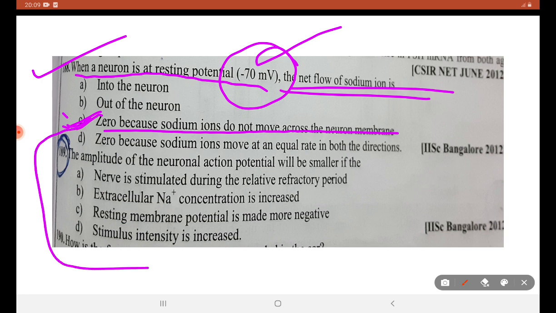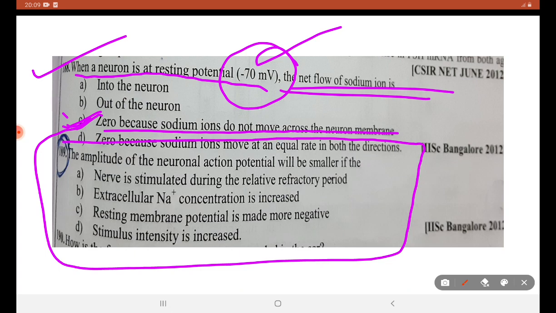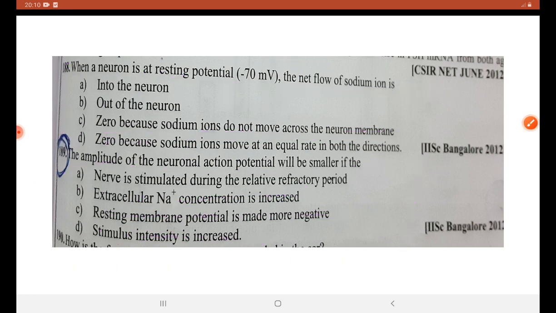This is an interesting question with respect to refraction. Amplitude of neuronal action potential will be smaller if nerve stimulated during the relative refractory period, or extracellular Na plus concentration is raised. No, this is a wrong statement. Resting membrane made more negative. Wrong statement. Stimulation intensity is increased. Wrong statement. This is the correct statement. We know what is relative refractory period. Try correlating this with that.